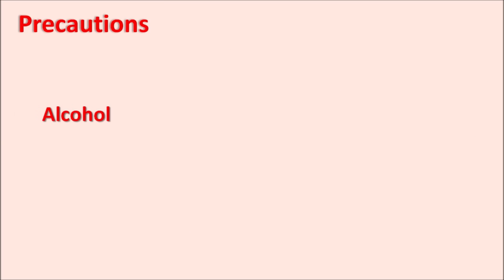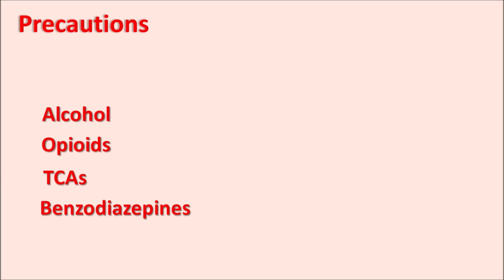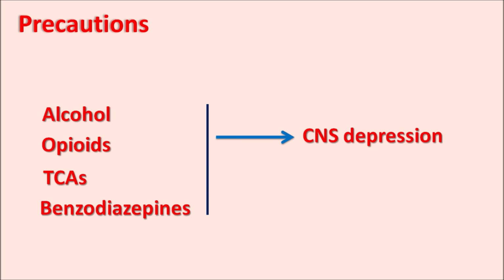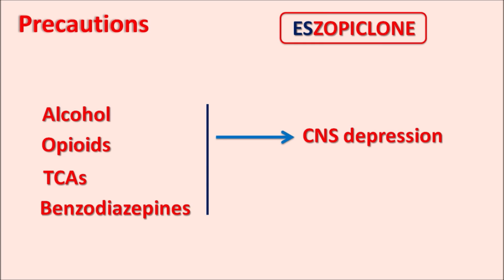Similarly, other CNS depressants like alcohol, opioids, TCAs, tricyclic antidepressants, and even other benzodiazepines, all these drugs can produce CNS depression. So when they are given with S-Zopiclone, this drug can also produce severe CNS depression, resulting in psychomotor impairment. So these drugs should be carefully combined with S-Zopiclone.